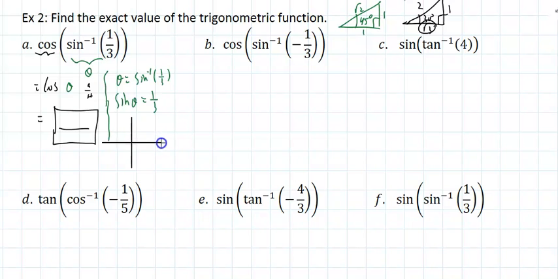I need to know which quadrant am I in. Well, inverse sine is positive only in quadrant 1. You can't be in quadrant 2. So there's theta. Opposite over hypotenuse. That makes this the square root of 9 minus 1, 8, and it's positive. I want the cosine of that, adjacent over hypotenuse. And that's how we do all of these problems.